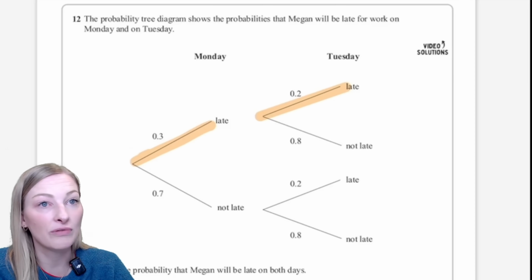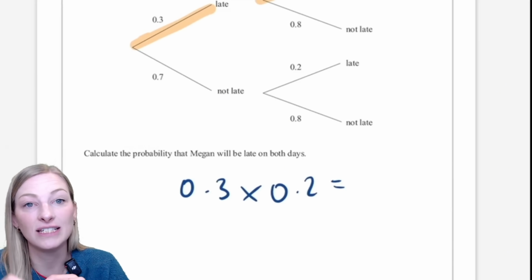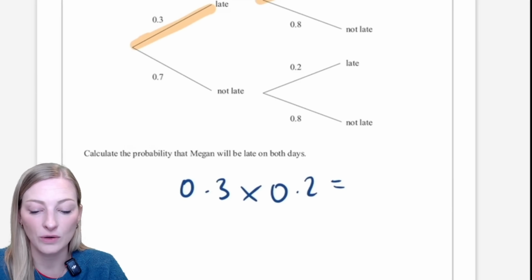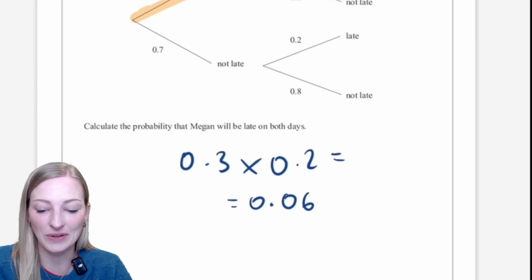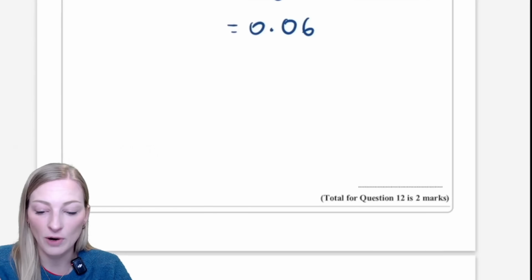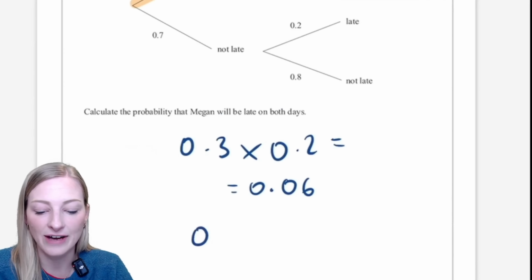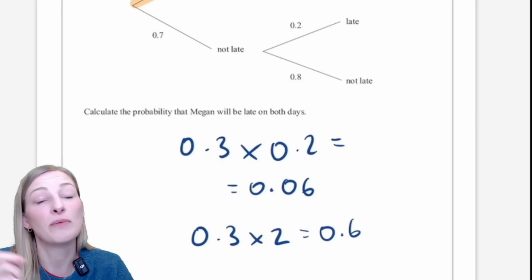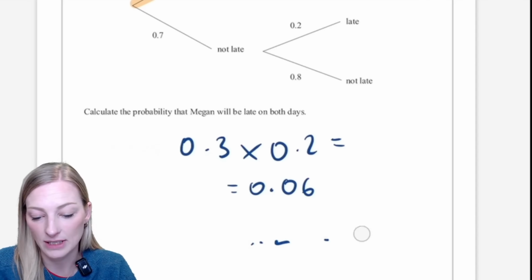So 0.3 times 0.2. And I've included this very much intentionally because a lot of you will get this wrong. When we do 0.3 times 0.2, it is not 0.6, it is 0.06. So that's what needs to go on the answer line for that one. That was the only pathway we were interested in. If that's not making sense, think about the fact that 0.3 times 2 would be 0.6. And so if we're multiplying by 0.2, it's going to be 10 times smaller, 0.06.